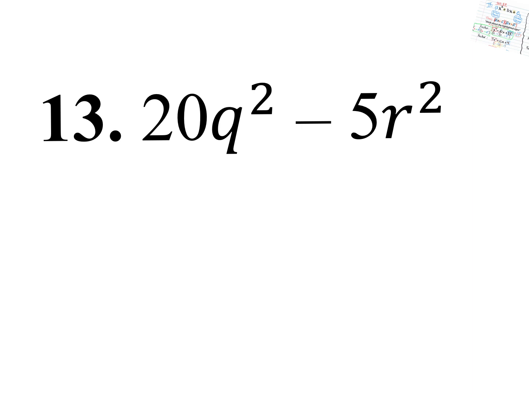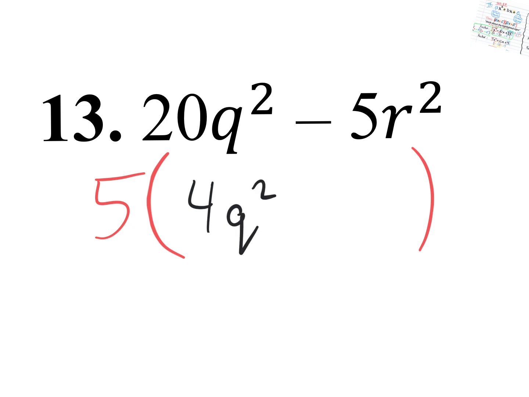So what's the first type of factoring we learned that we should always apply? It's pulling out the GCF. So if we pull out the GCF, in this case of the number 5, what would be left on the inside? That would be a 4q squared. And 5 times what gets you back to 5r squared? That would be a minus 1r squared, or just r squared.